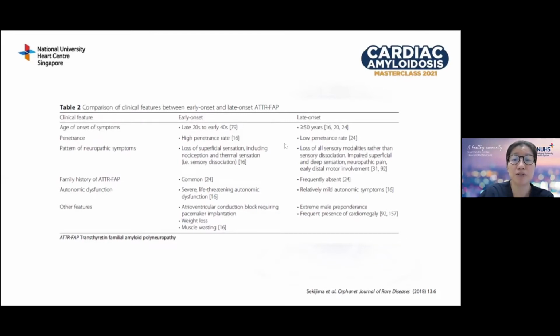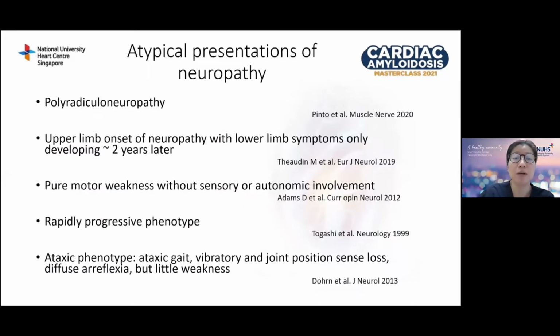Of note, a late onset is associated with a lower penetrance and therefore a frequently absent family history. Apart from the typical presentations, there are various atypical ways of presentation, including a polyradicular neuropathy akin to a CIDP or GBS phenotype. It can also present as a predominantly upper limb form, a pure motor form that mimics motor neuron disease, a rapidly progressive form which may make you think it's a GBS, or an ataxic form where the patient presents with ataxic gait as well as sensory ataxia.